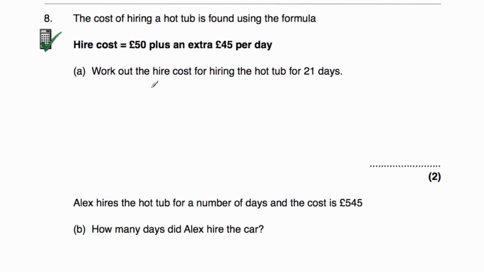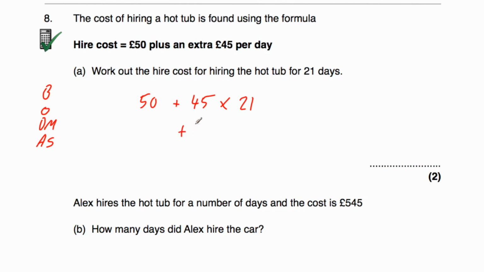So part A says work out the hire cost of hiring the hot tub for 21 days. So it's £50 plus an extra £45 per day. So it's going to be £45 for the 21 days, so 45 times 21. So remember our order of operations: brackets, orders, divisions and multiplications, additions and subtractions. So we've got to do our multiplication first, we've got to do our 21 lots of £45 to begin with, and then add on our £50.